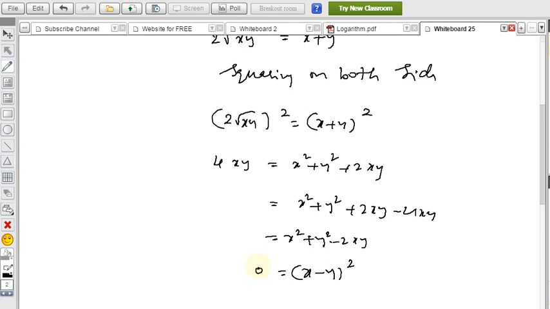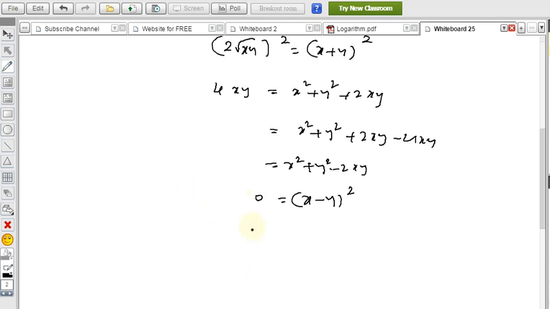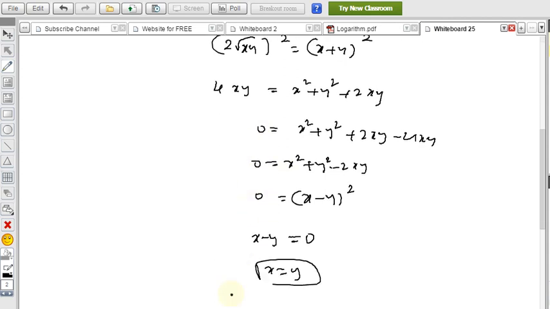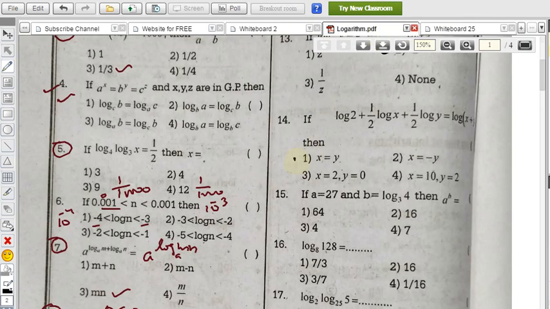x minus y whole square equal to 0 means x minus y is equal to 0. So x is equal to y. Fine, so this is the condition: x is equal to y.